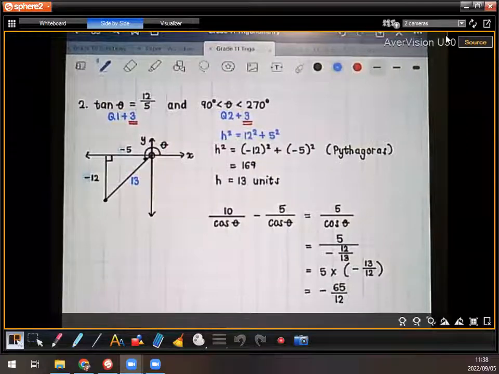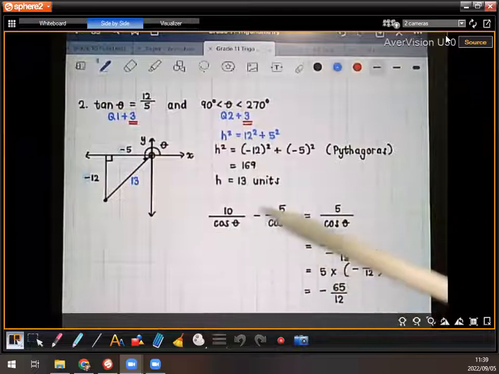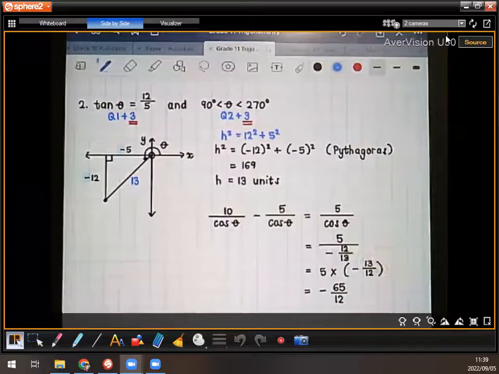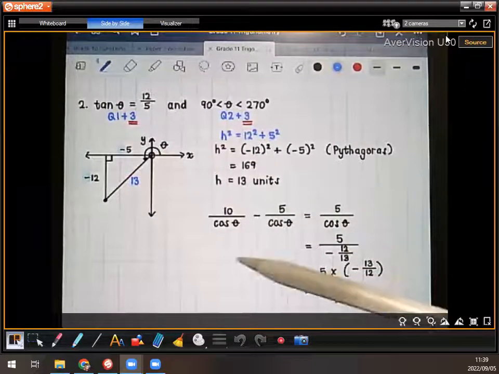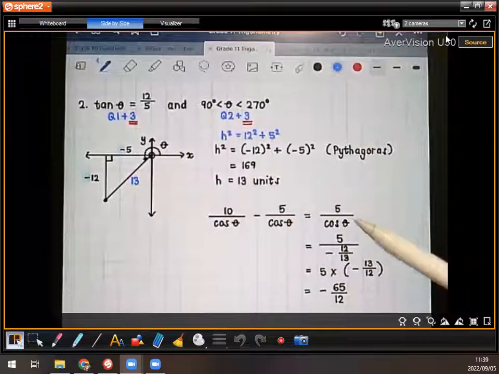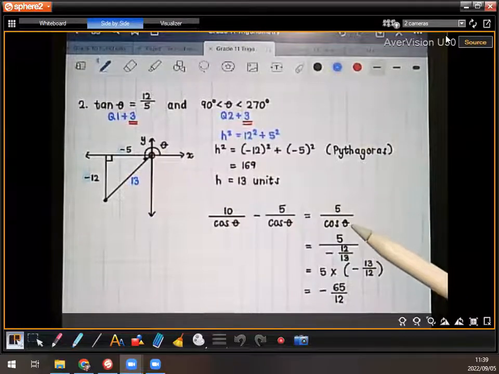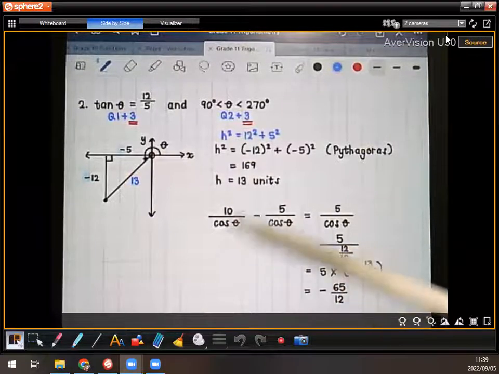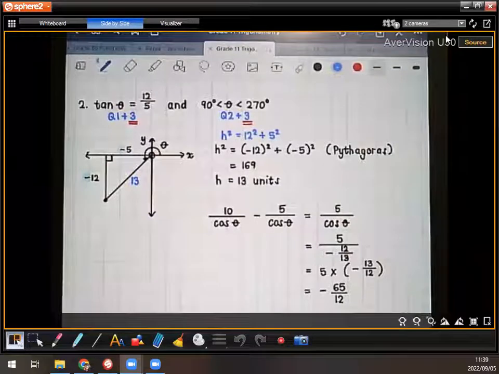Now, I don't know if you guys noticed this, but remember when you're working with fractions, if you have the same denominator, you can just subtract them, right? So 10 over cos theta minus 5 over cos theta, you actually could have just said 10 minus 5. It's 5 over cos theta. If you didn't notice that and you work them out separately, it just would have been a bit more calculation.